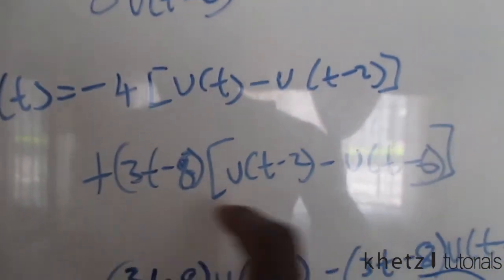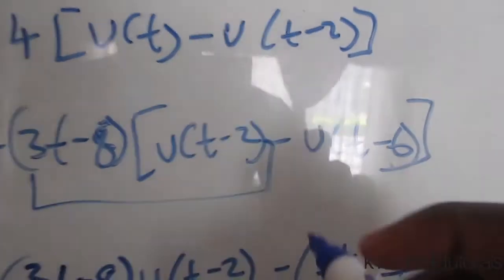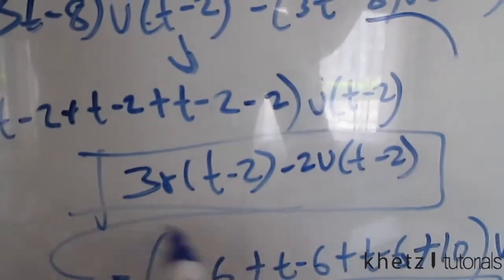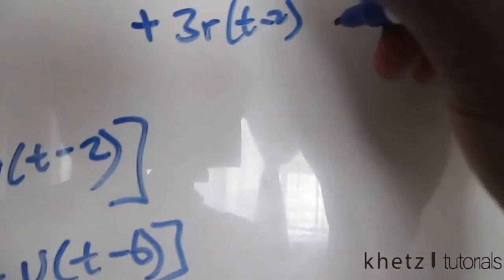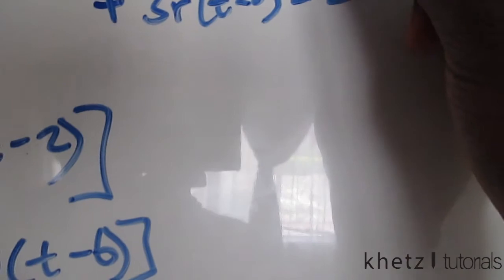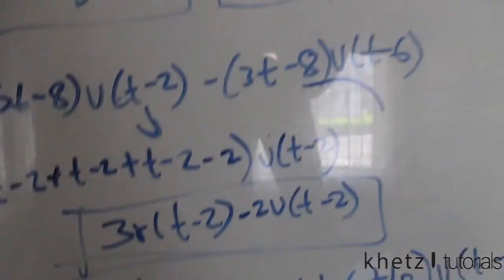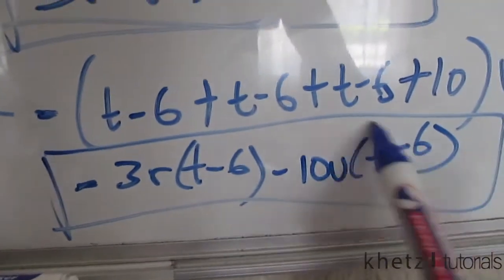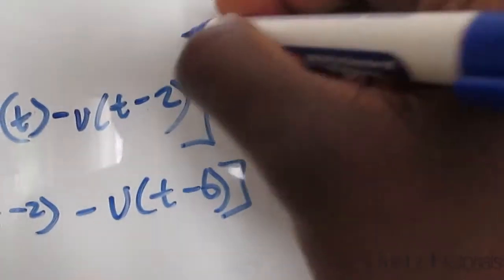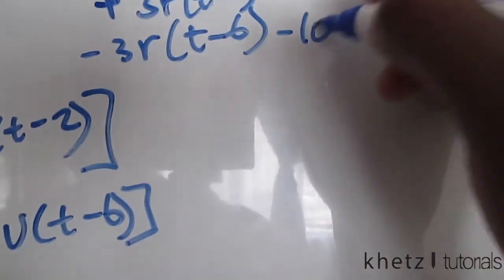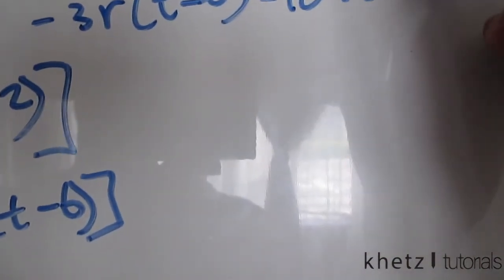Then over here, we simplified this part and this part multiplied by that. And the simplification was that. The first simplification, so we're going to add 3r of t minus 2 and negative 2 u of t minus 2. Then finally, you're going to add the second simplification, which is over here. So we're going to have negative 3r of t minus 6, subtract 10 u of t minus 6.